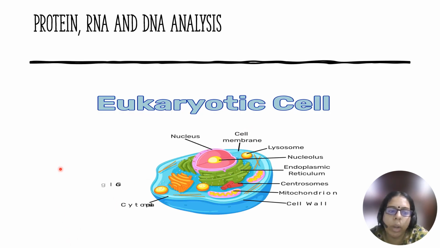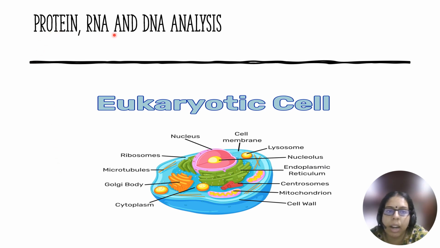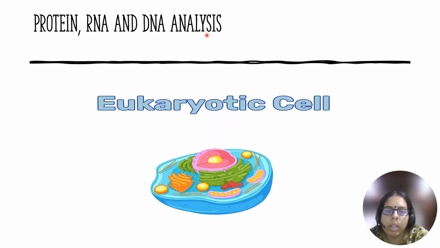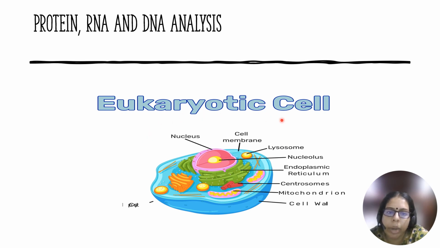Next, we are just going to talk about the protein, RNA and DNA analysis. Okay, so this, as you know, is a typical structure of the eukaryotic cell.